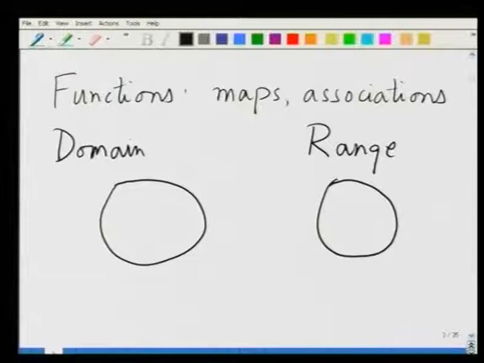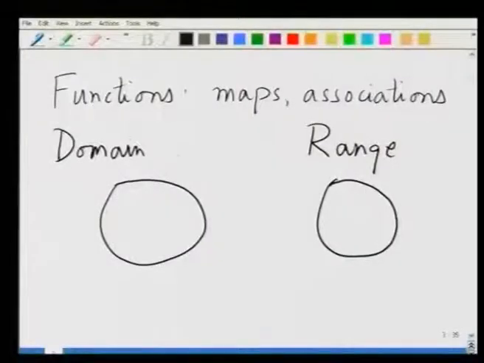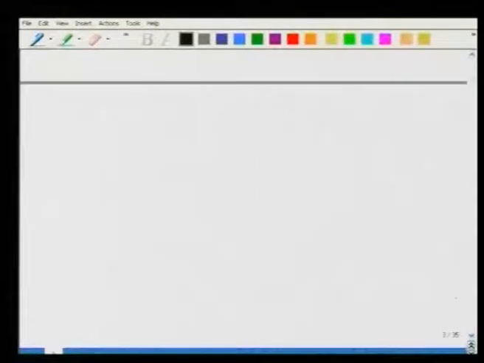These are attempts at giving you a Venn diagram representation of what we are about to discuss. This domain set, let us say we call x, and this set let us say we call y. Now, elements of x we will denote by small x. So, for example, you could have x or x prime or x 1, all these are elements of x. Y, y prime, y 1, etc. are all elements of y.